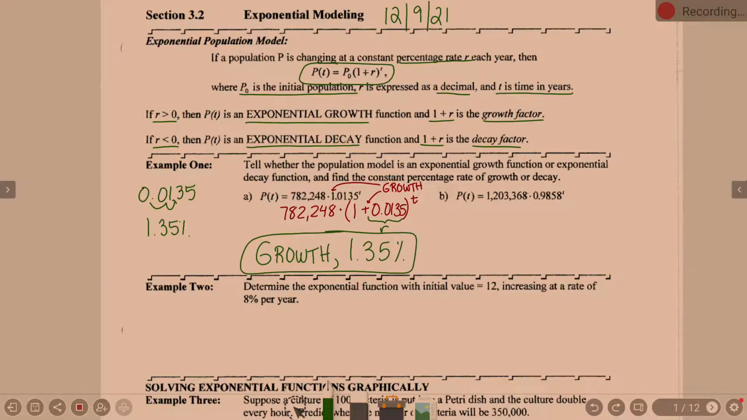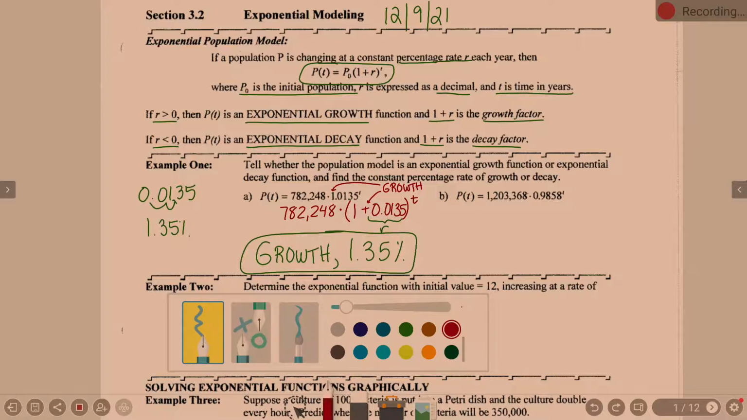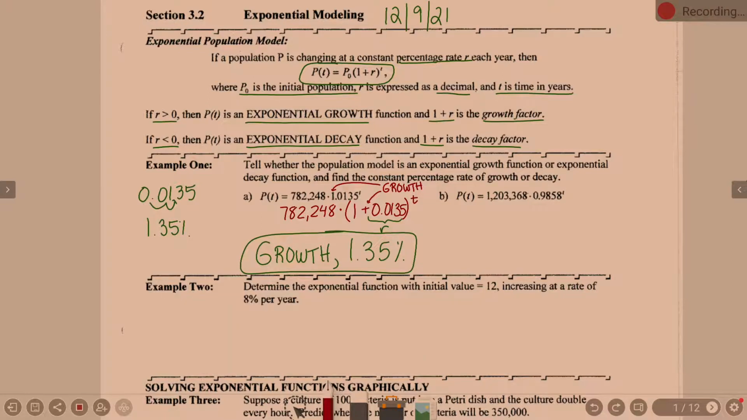Okay, well, if you're ready, let's try B. P of T is 1,203,368 times 0.9858 raised to the power of T. Growth or decay? And why are you saying decay? Yeah, this number being raised to the power is less than 1.